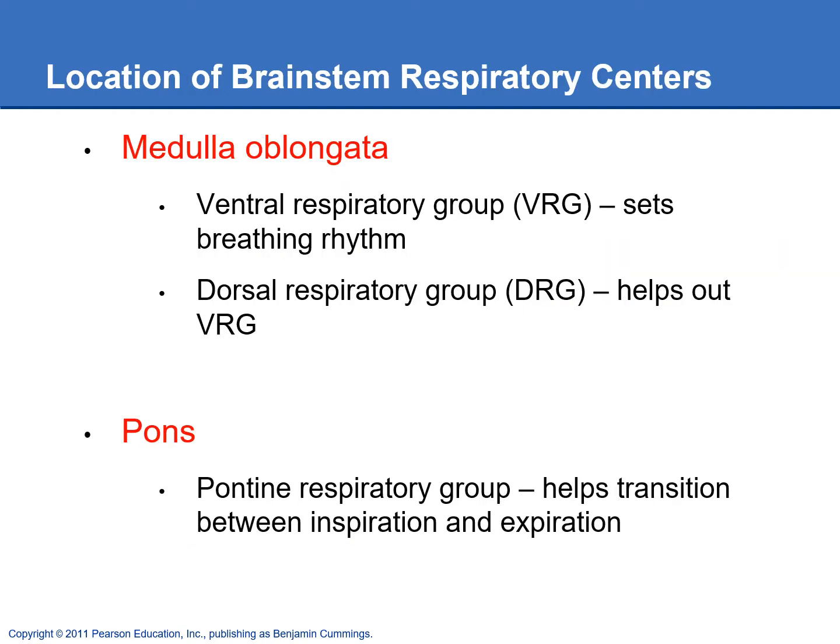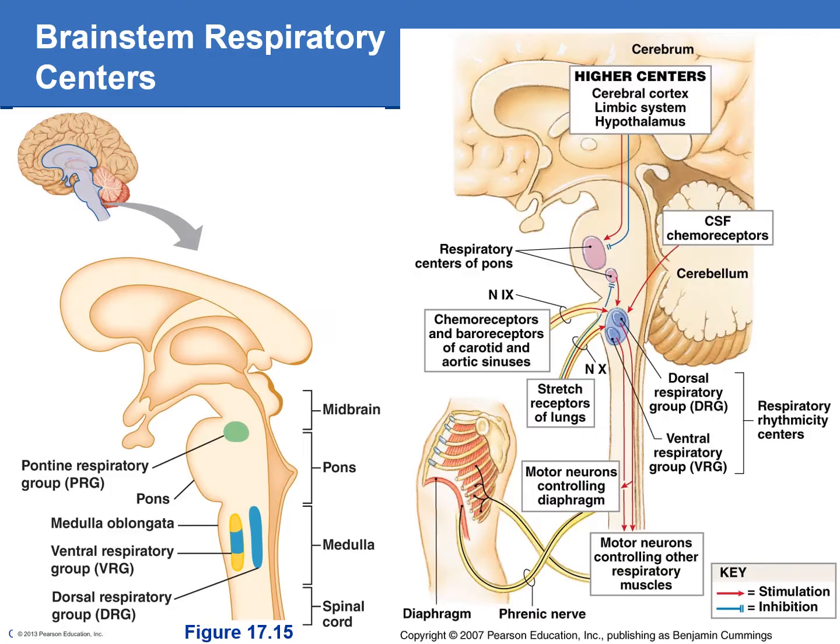There are three different respiratory centers in the brainstem, in the medulla oblongata and the pons. You do not have to memorize any of these respiratory centers, so just know that they're located in the medulla oblongata and the pons. That's all you need to know. Here's a picture of the respiratory centers. There's one in the pons, and then there's two that are in the medulla oblongata of the brainstem.